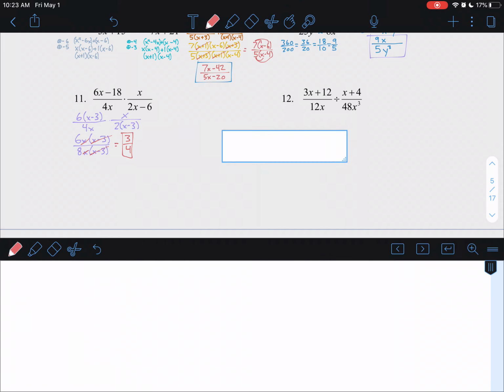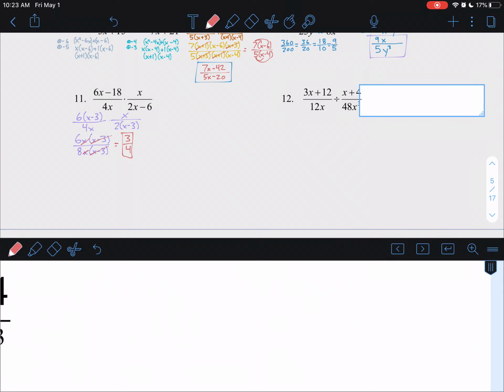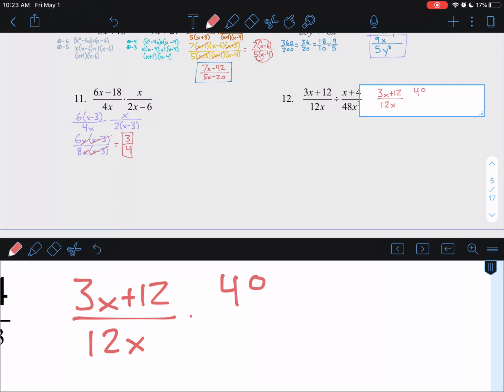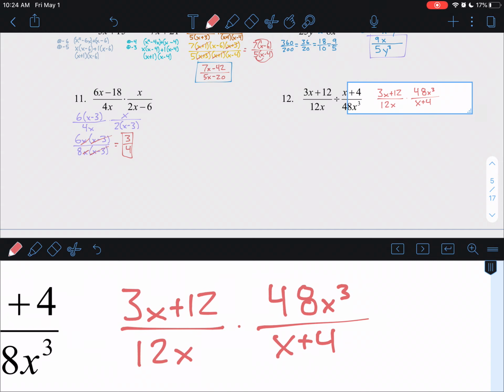Okay. Finally, number 12. So let's see. Again, no quadratics, thankfully. But this is a division problem, so we're going to keep, change, flip. So I got 3x plus 12 over 12x. Change it to multiplication and then flip the second one. So I got 48x cubed over x plus 4. Cool. And now I can multiply.